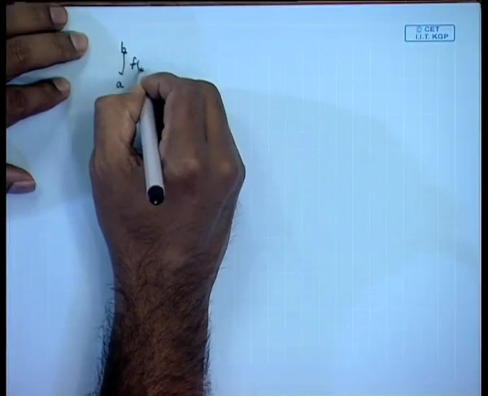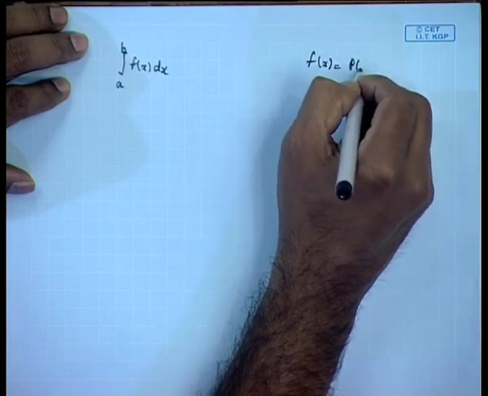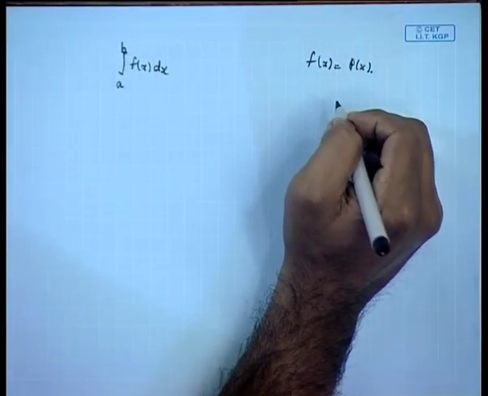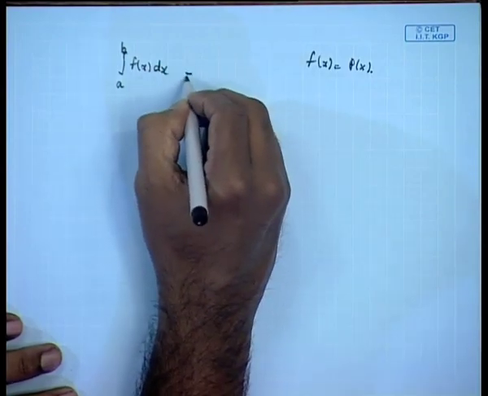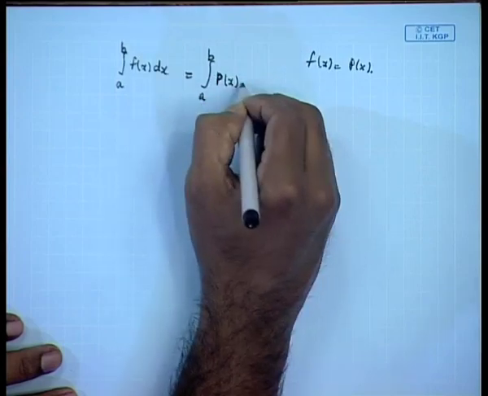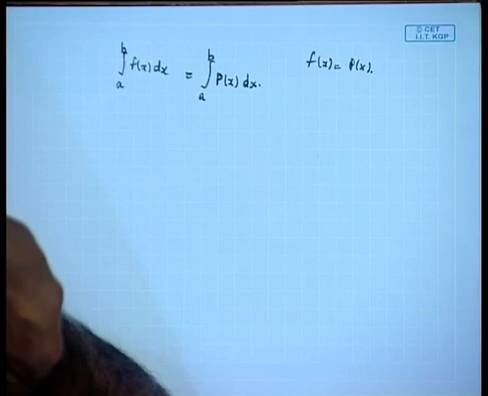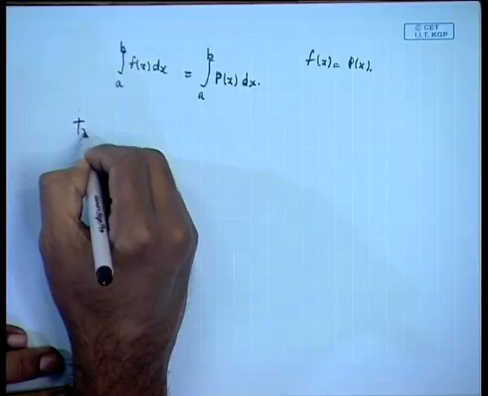In some cases, when they do the integral from a to b of f of x dx, you replace f of x by a polynomial p of x, and therefore the integral of f of x dx will become equivalent to the integral of p of x dx, where p of x is the polynomial that substitutes for f of x. Now, let us do the trapezoidal rule.